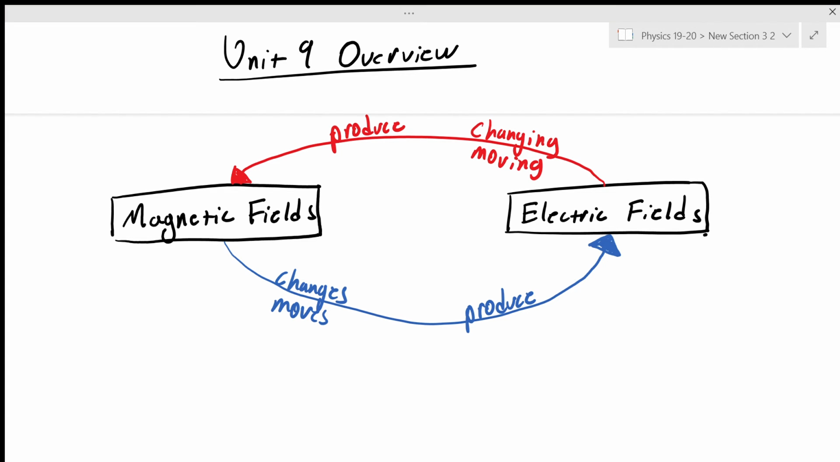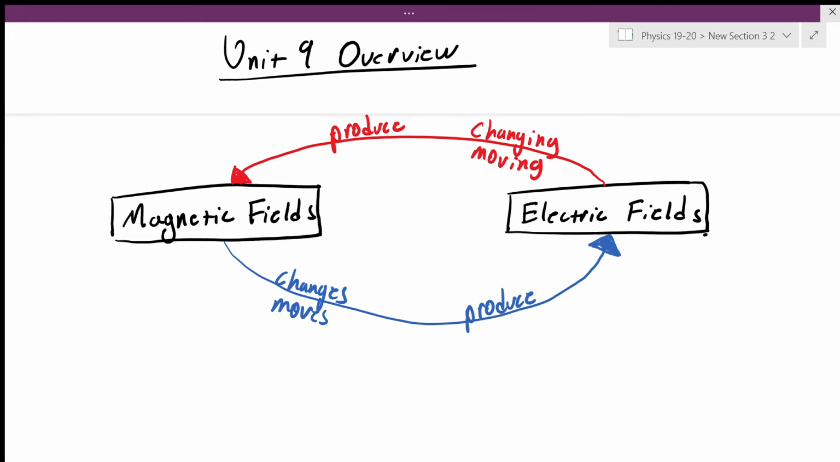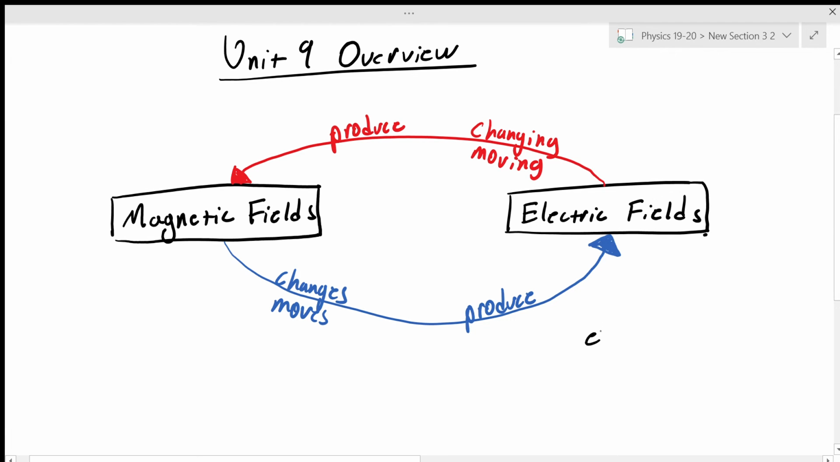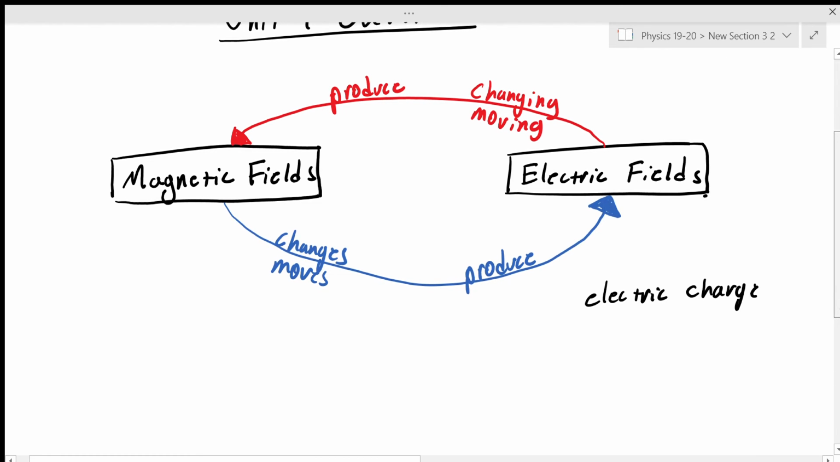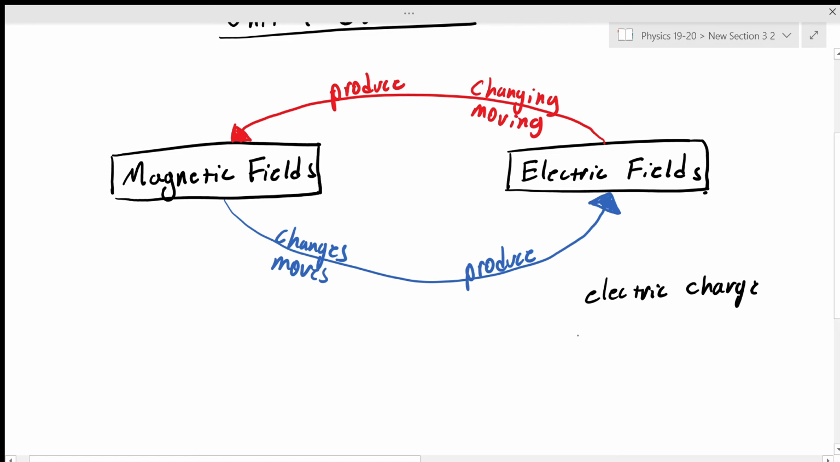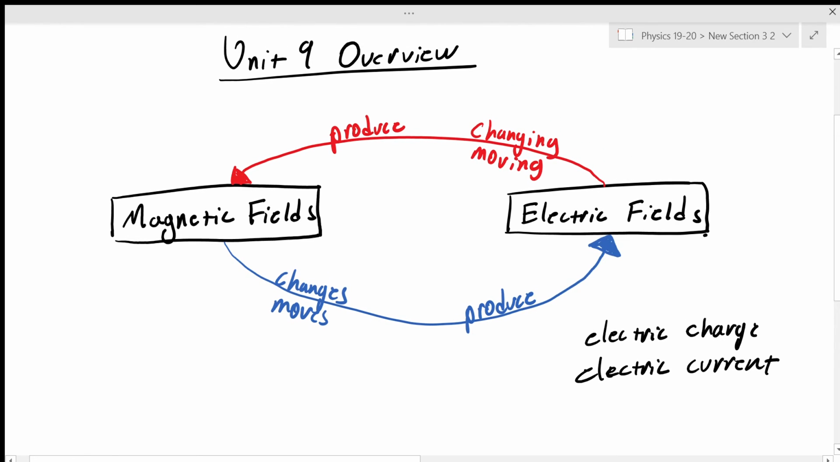So we're going to be learning about how these two things relate to things like electric charge, and if we're talking about moving charges, moving fields, we're of course going to talk about electric current. So these are ideas from the previous two units, charge and electric current. And we'll be looking at a little bit about circuits again.